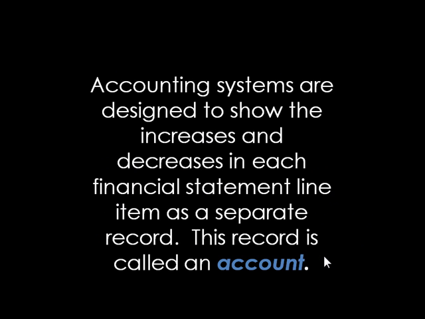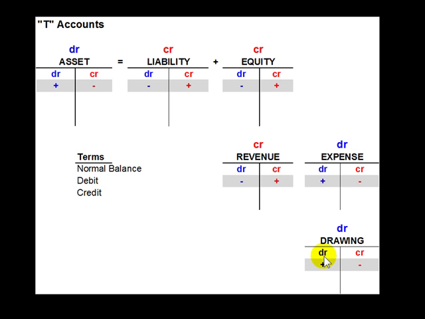Accounting systems are designed to show the increases and decreases in each financial statement line item as a separate record, and this record is called an account. So you think of your account as the holding place of everything that goes in and out of it so that you can come up with a balance at the end. So here are our basic T accounts, and remember I mentioned earlier, if you were doing note cards, this is definitely something that would be on your note card.